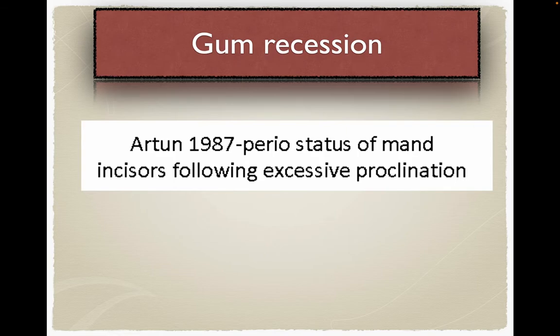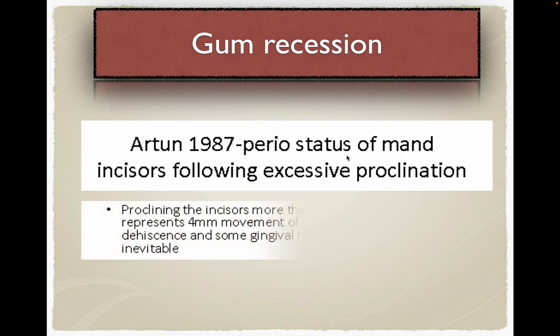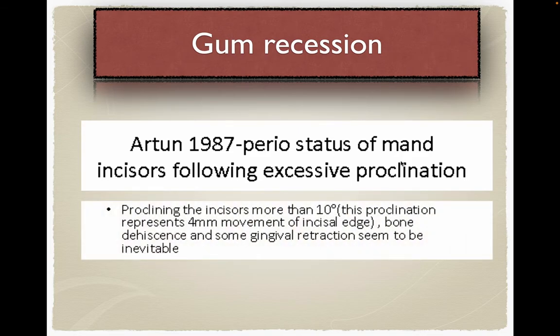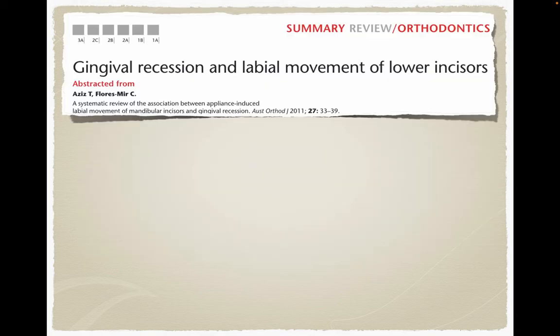So now what about the claims with non-extraction, which is gum recession? Because if you don't want to do extraction, then you need to procline the incisors and expand the arches. So what is the evidence that expansion or proclination can result in gum recession? Artun, in 1982, examined the periodontal status of mandibular incisors following excessive proclination, and he found that if you procline more than 10 degrees or more than 4 millimeters movement of the incisal edge, then you are inviting gum recession and dehiscence. So you don't do proclination more than 10 degrees.